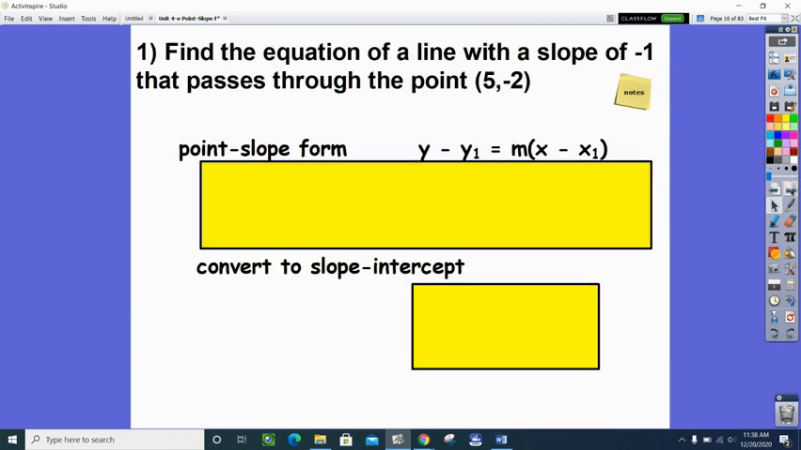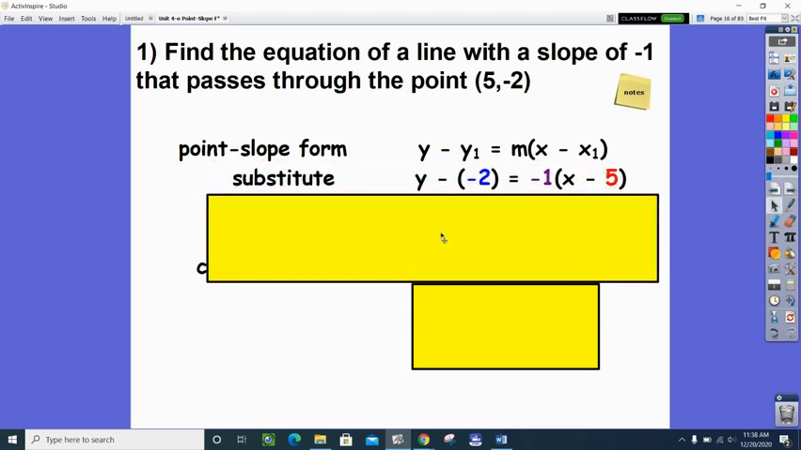Okay, so we're going to find the equation of a line with a slope of -1 that passes through this point, and I want you to make sure it's in slope-intercept form. So how about you try this one? Okay, so the first thing we're going to do is put it into point slope form.